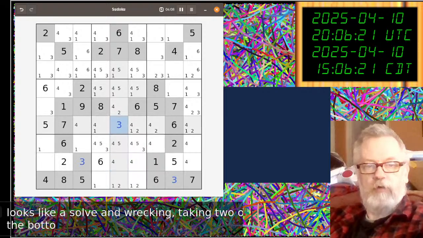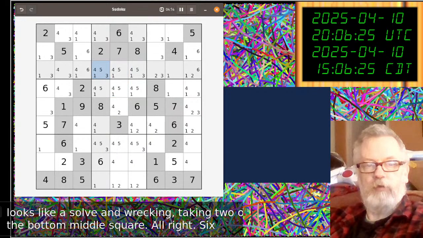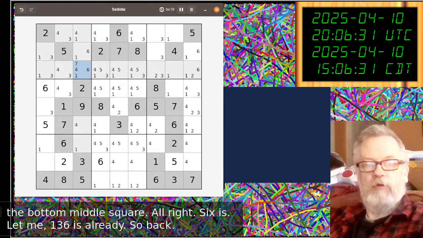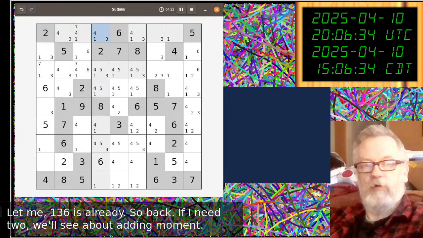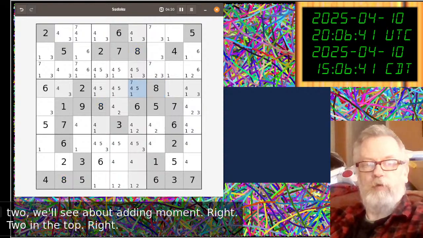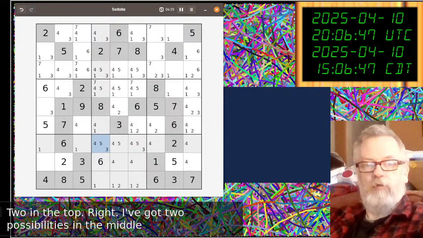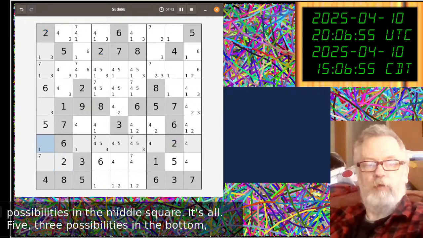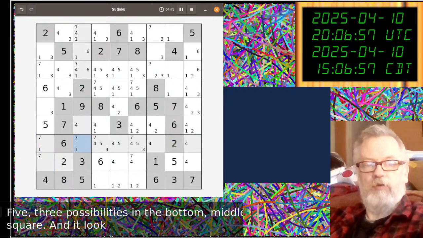All right, 6s. Looks like we went through the 6s already, so I'll skip that for now. If I need to, we'll see about adding more later. I got 3 possibilities for 7 in the top left, 2 in the top right. I've got 2 possibilities in the middle square, upper row. I've got 3 possibilities in the bottom middle square, and it looks like I've got 3 possibilities in the bottom left square.